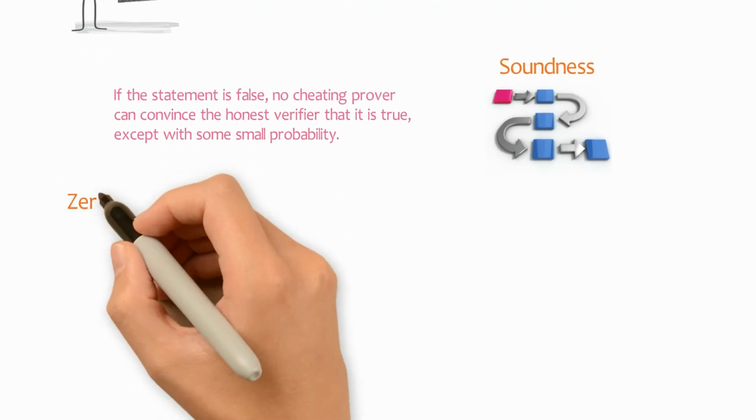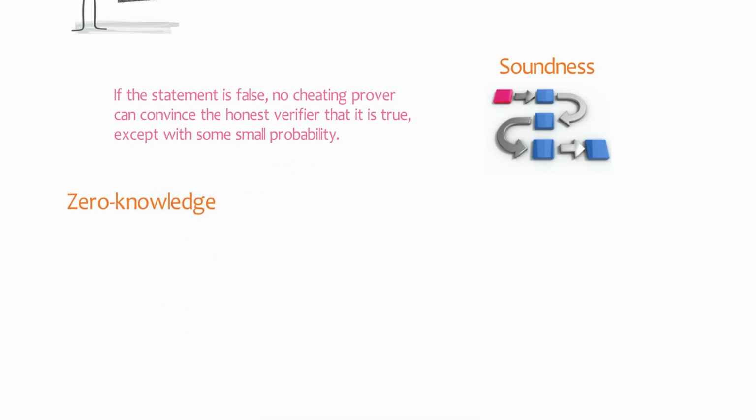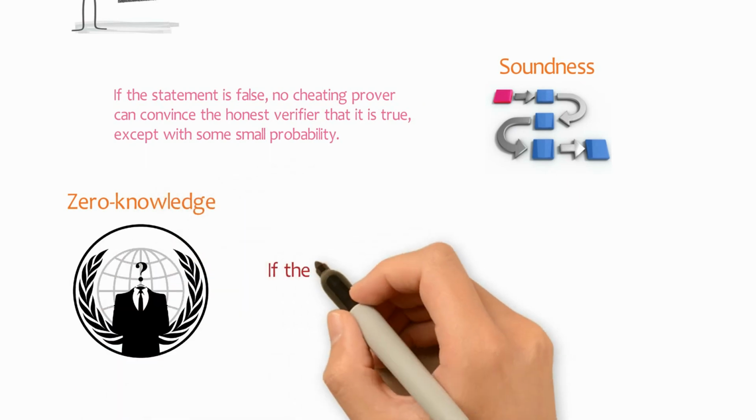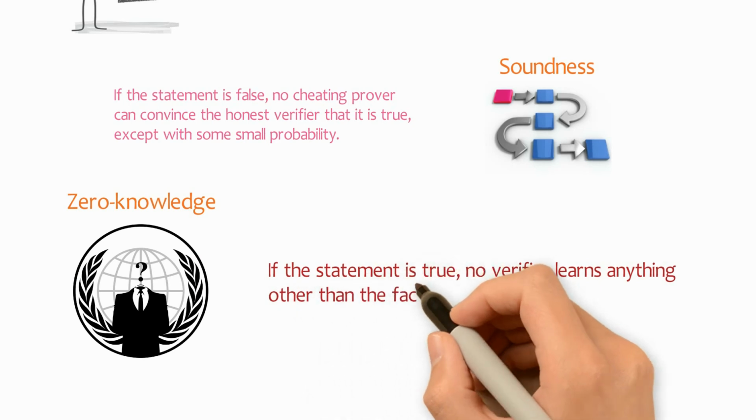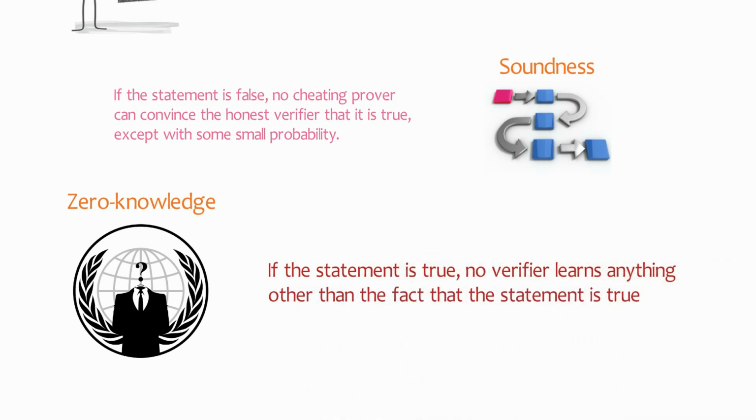So the third and the final is the zero knowledge. If the statement is true, no verifier learns anything other than the fact that the statement is true. In this case, the Alibaba cave satisfies all the three properties of zero knowledge protocol.